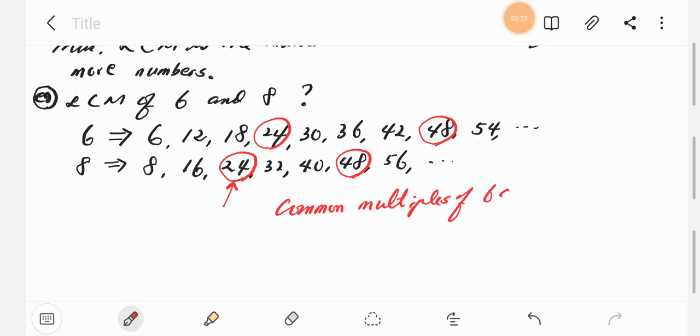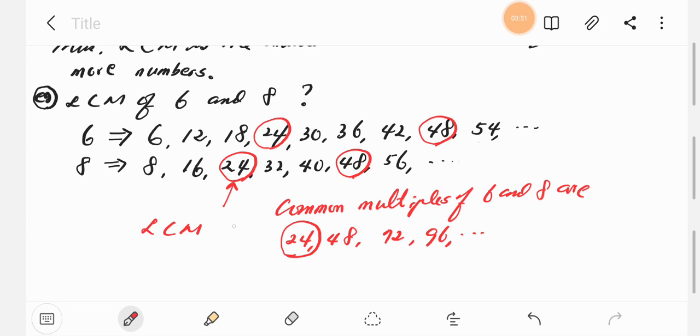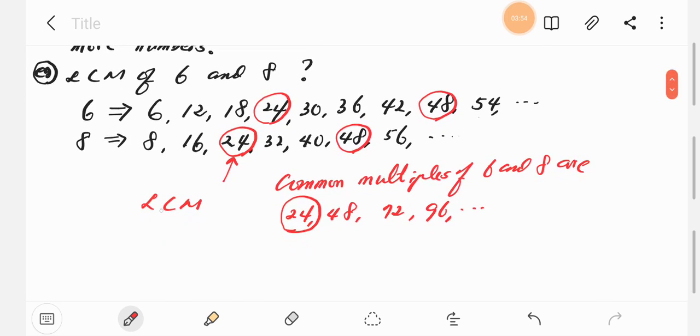The common multiples of 6 and 8 are 24, 48, and if you keep going, adding 24, then 72, 96, and so on. From these, the smallest common multiple is 24. So we call 24 the LCM, the least common multiple.